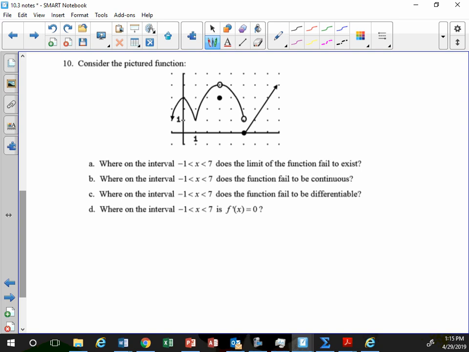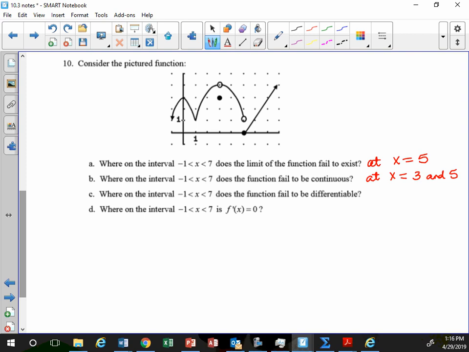5 I agree with. Look at 1. If I came from the left and the right, would they run into each other? Yeah. They would. Okay, so the only place the limit fails to exist is at x equals 5. All right, so where on this interval does the function fail to be continuous? Where? 5 and 3. Yes. And 5.